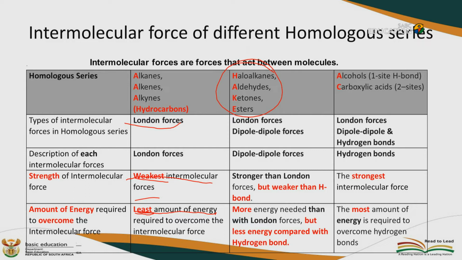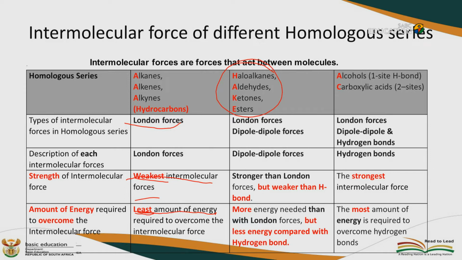So when you find a question, you just check. If you have a haloalkane, you know they have London force and dipole-dipole forces. Aldehydes have dipole-dipole forces. Ketones have dipole-dipole forces. Esters have dipole-dipole forces.